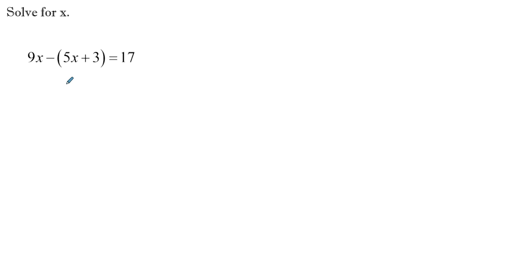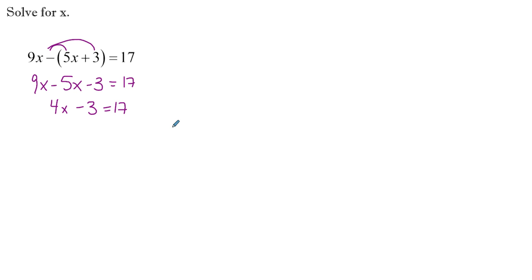Solve for x, and in this case, we're required to do some order of operations, so it's a little bit more of an advanced problem of the basics. Start by distributing the negative sign in front of your parentheses. So we have 9x minus 5x minus 3 equals 17. Let's combine like terms before we start moving things around. 9x minus 5x gives us 4x minus 3 equals 17.